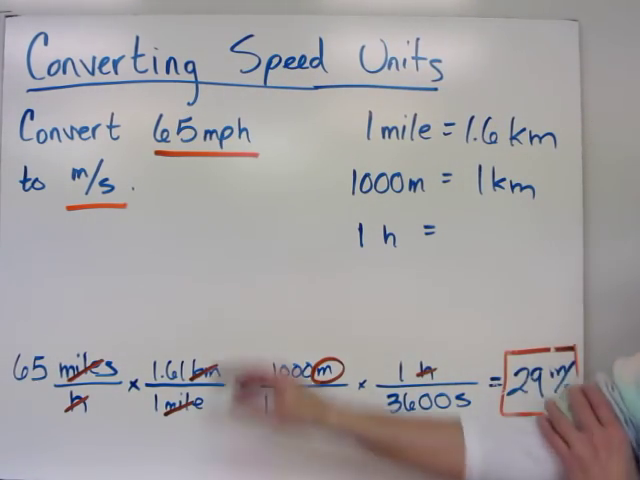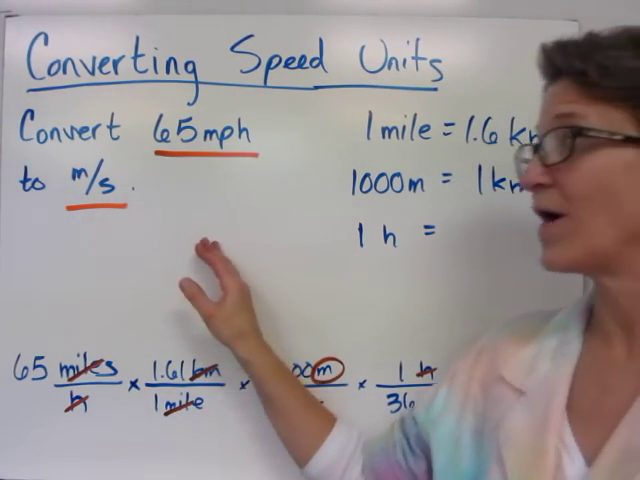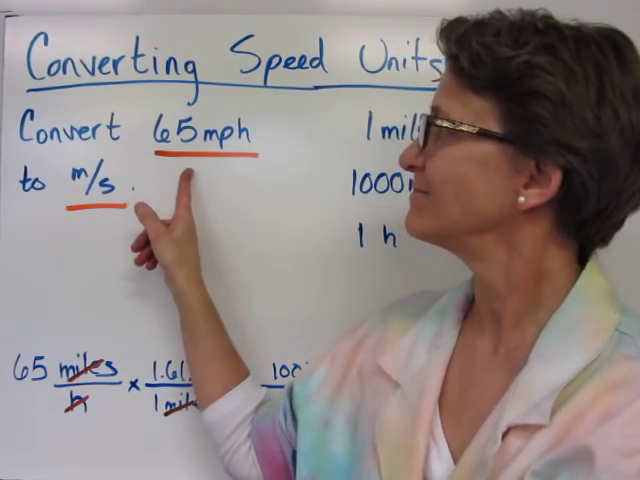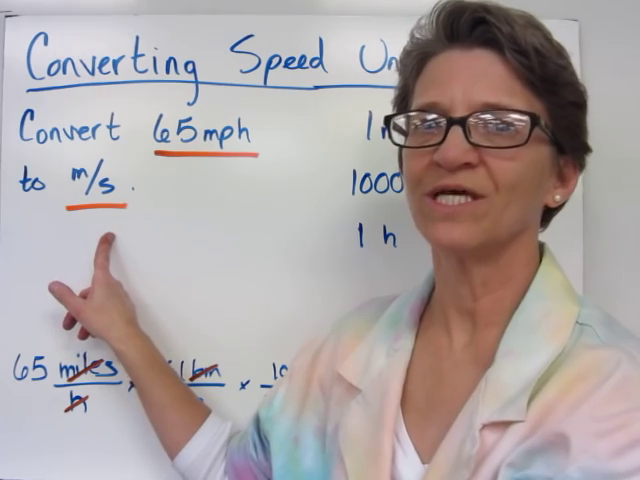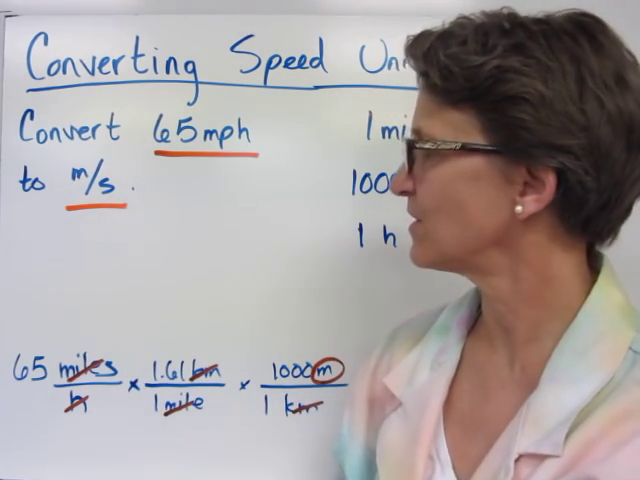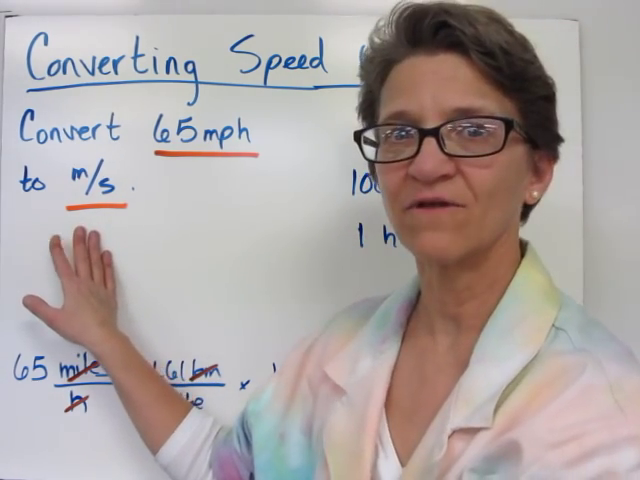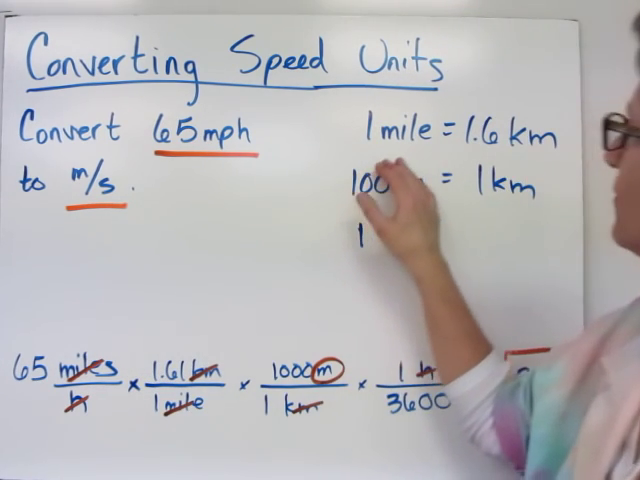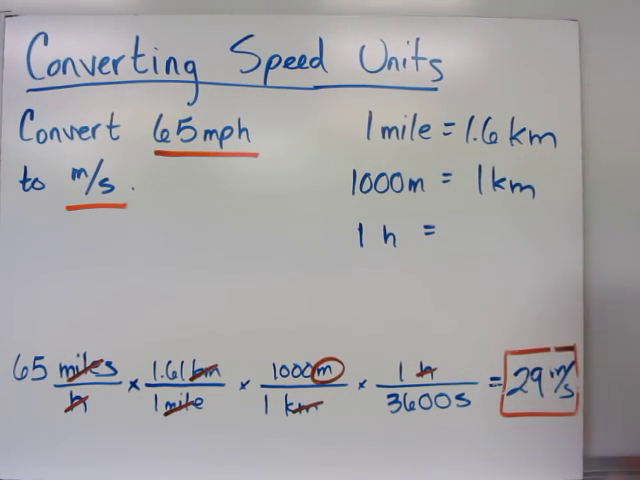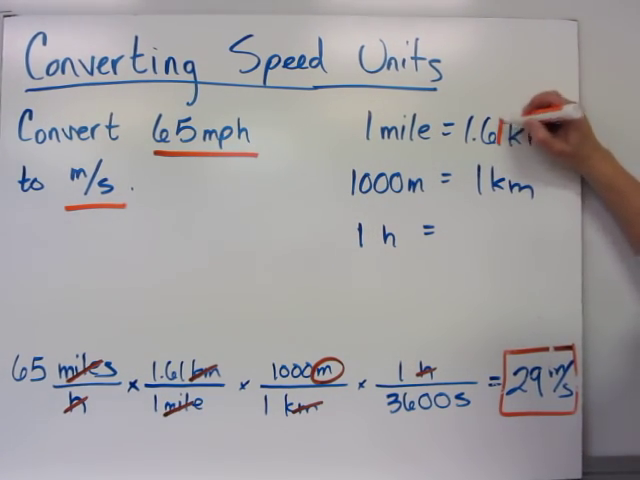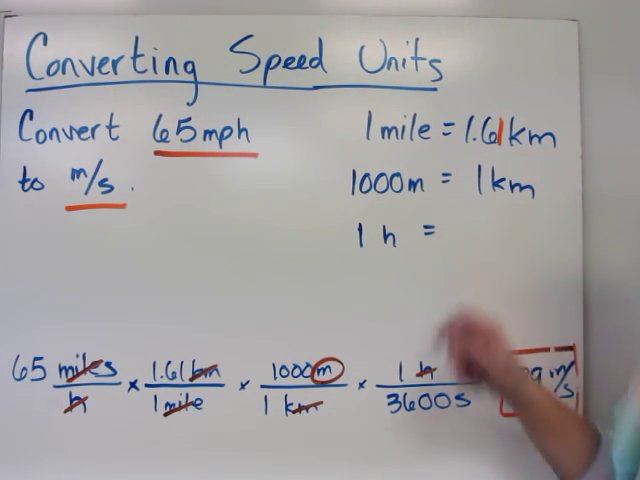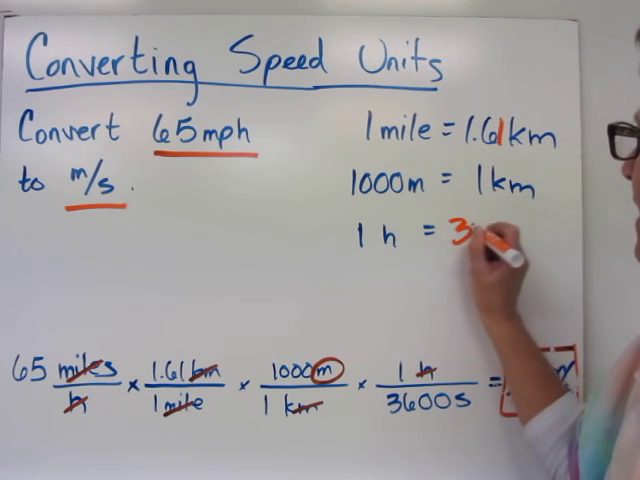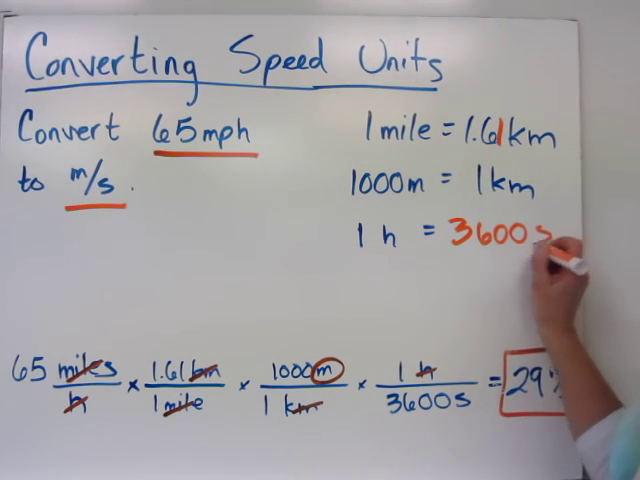Let's convert speed units, something we'll do quite a bit of. Legal limit on the freeway is 65 miles per hour. In physics, we tend to use meters per second. So let's list everything we know. We have 1 mile is 1.61 kilometers. There's 1,000 meters in a kilometer, and 1 hour has 3,600 seconds.